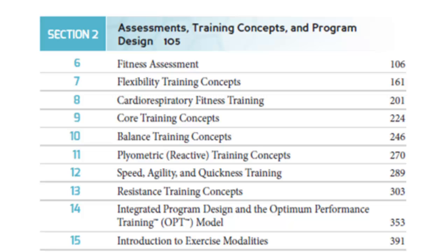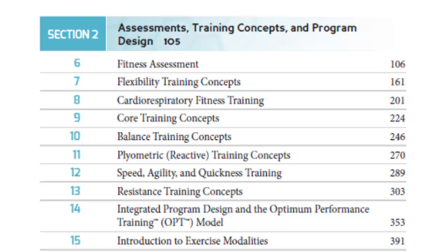Chapter 8, Cardiorespiratory Fitness Training, will cover the warm-up, fit factors, training zone, circuit training, and cool down. Chapters 9, 10, 11, and 12 will go over the training concepts for core, balance, plyometrics, and SAQ, which is speed, agility, and quickness. Chapter 13, Resistance Training Concepts, will cover the general adaptation syndrome, the principle of specificity, adaptations of resistance training systems, and exercises for stabilization, strength, and power.